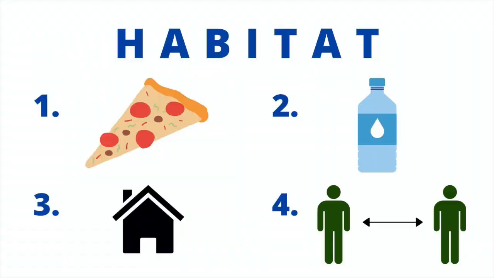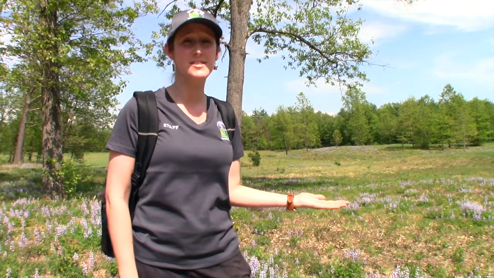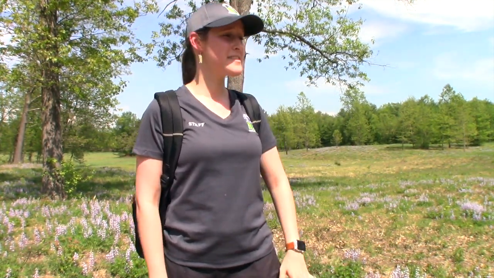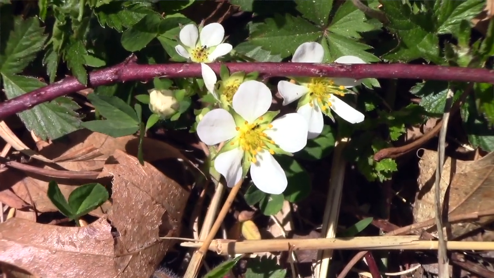Do you remember what a habitat is? A habitat is a place where an animal or plant can find everything that they need to survive. A habitat includes 4 things: food, water, shelter, and proper space. The meadows that we have here are classified as an oak pine savanna with just a handful of small oak pine trees, but the area is mostly dominated by bunch grasses and native flowers.